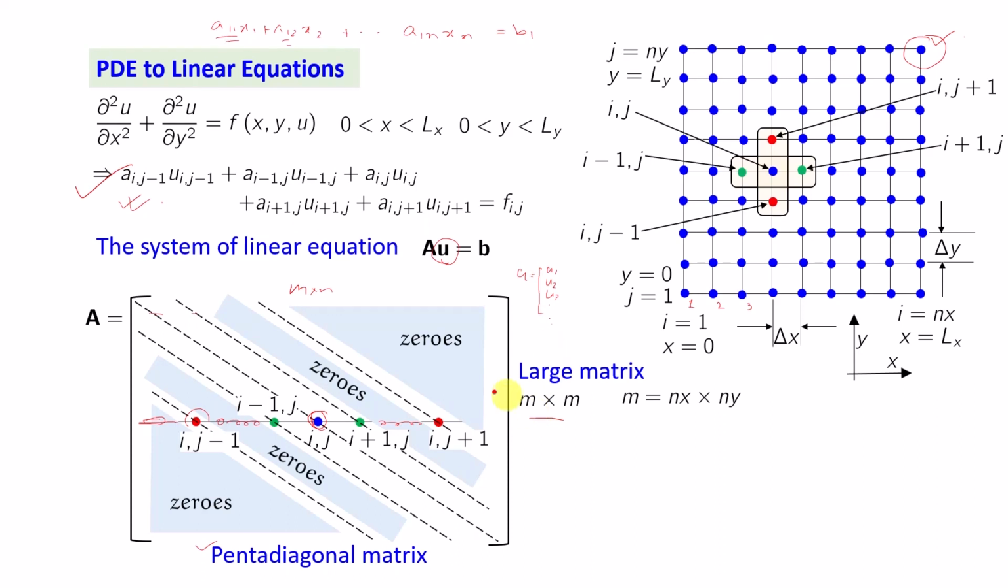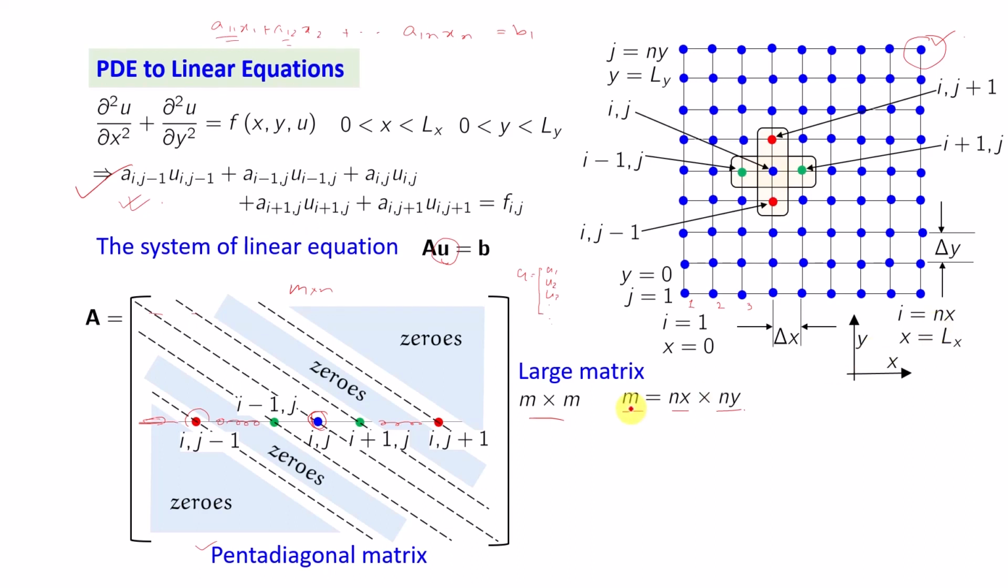Here, let us say I have this m by m matrix. M is the number of unknowns. How many unknowns? Well, all these points are my unknowns. Therefore, my unknown count is nx multiplied by ny. That means this matrix size is nx ny by nx ny. So it's a very large matrix. If my nx is 10, the matrix goes to 100. So it goes up very quickly.